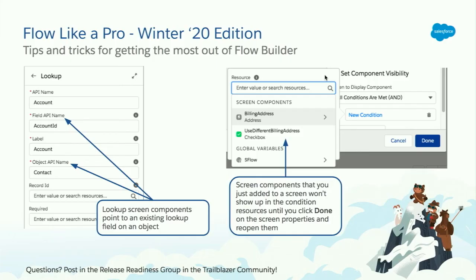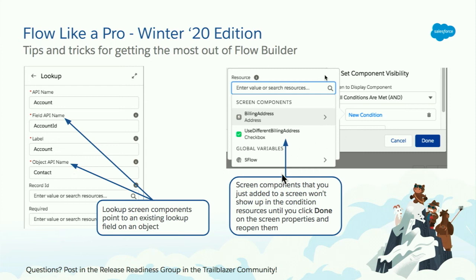Flow like a pro. Every time I come on this, I like to have a couple of quick tips. Lookup component: one of the things that throws people is that they think that they just choose accounts and it will show them accounts. It actually has to be tied to an existing lookup field on an existing object. So in this case, you would be pointing to the account ID field on the contact object.